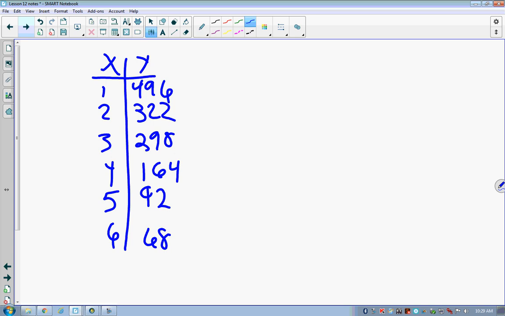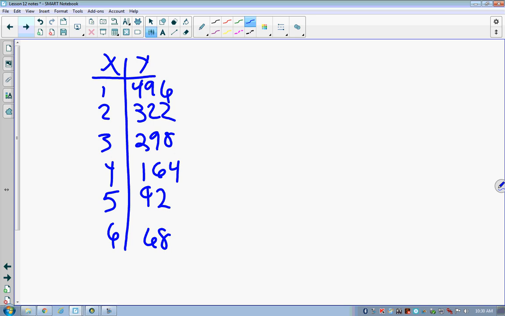I have to find a constant, right? How do I find a constant in inverse variation? No, look at the notes. Don't guess. X times y, right? X times y. So I take 1 times 496. Well, that's going to be 496. Now I got to take 2 times 322. Is that going to be 496?